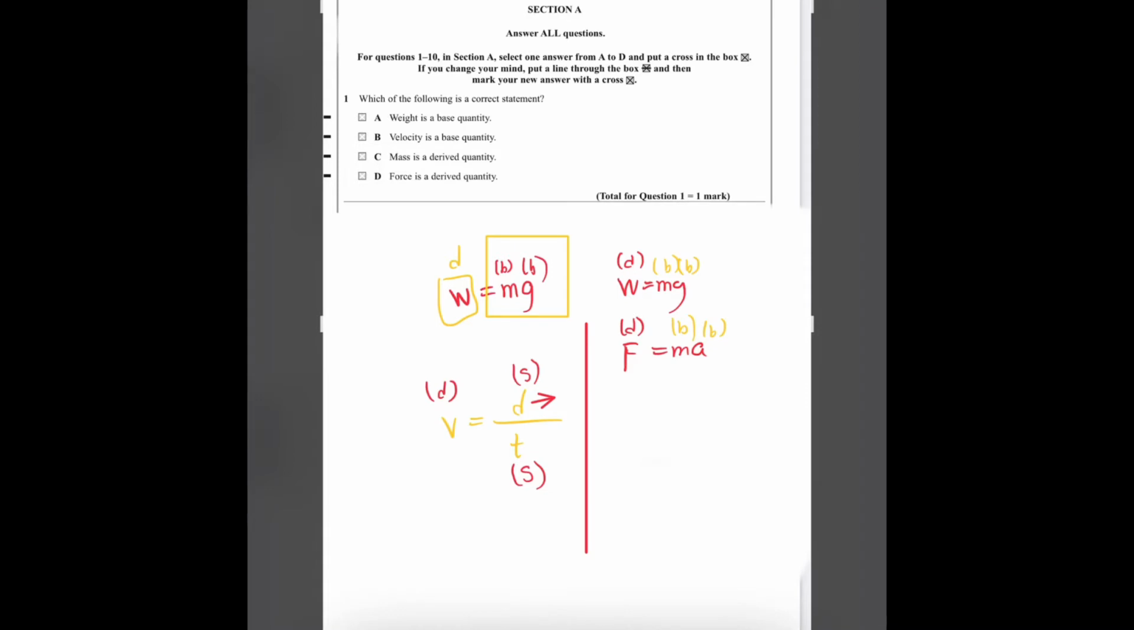Part D says that force is a derived quantity. This is true because here we can see that F equals ma. This force F is derived from the two base quantities, mass and acceleration. So the only correct answer to number 1 is D.